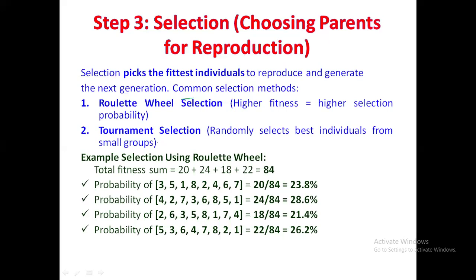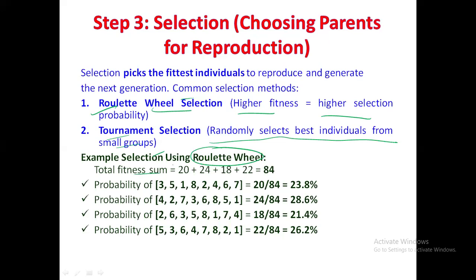The most common selection methods are roulette wheel selection, where higher fitness equals higher selection probability, or tournament selection, which randomly selects the best individual from the groups. We are using the roulette wheel method.